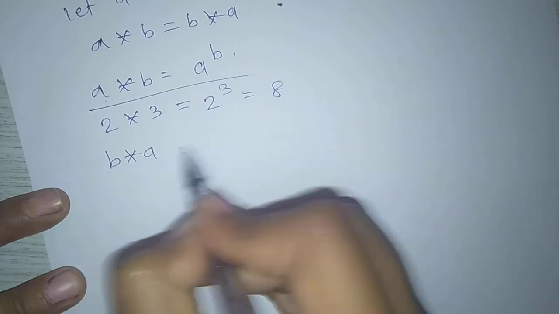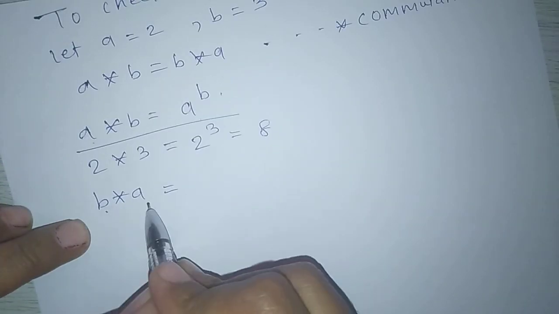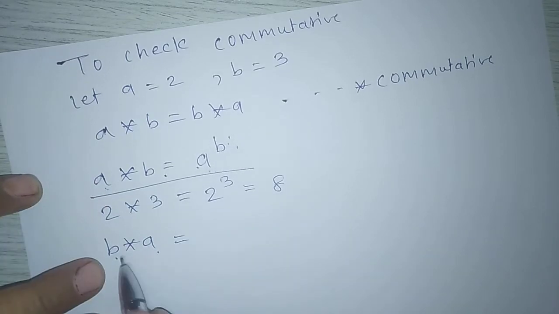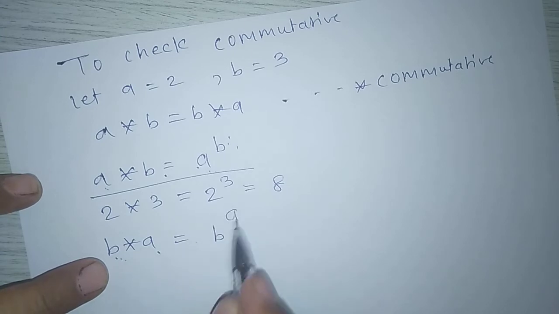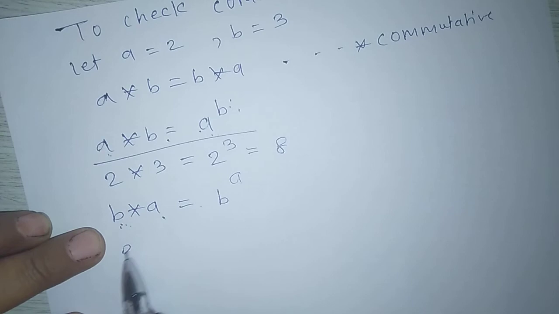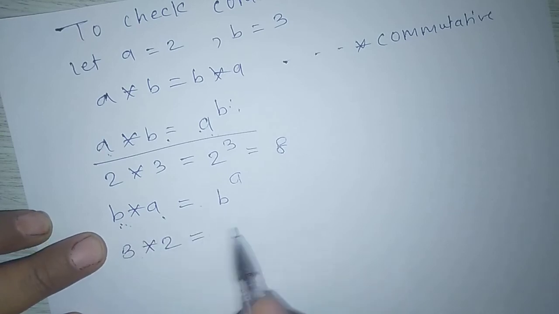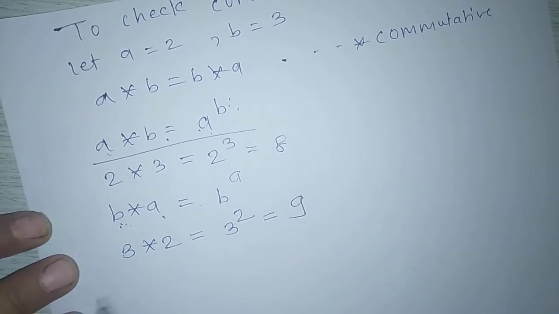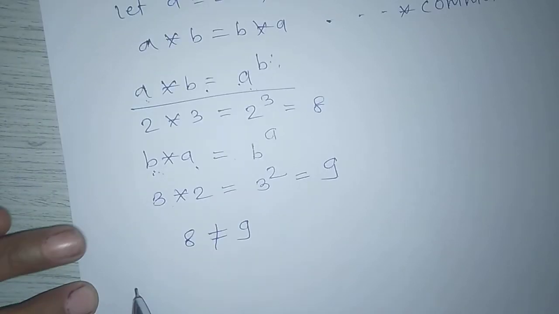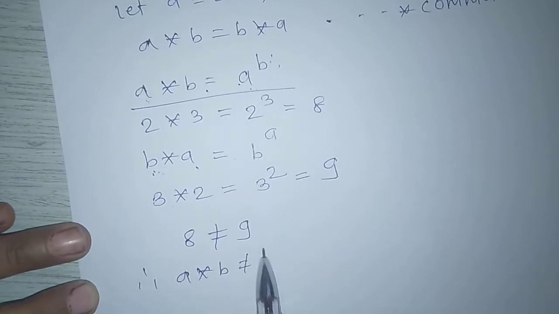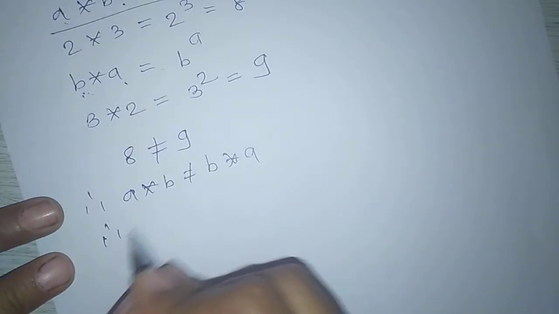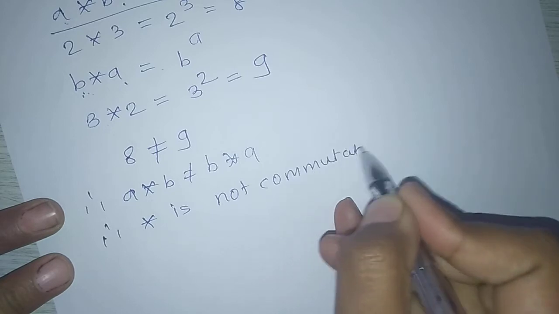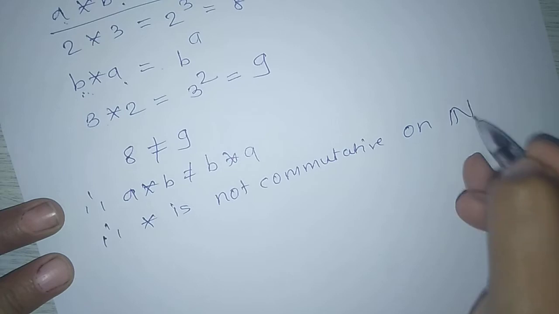Now B star A: this is the first element, this is the second element. Here A star B equal to A raised to B, first element raised to second element. Now B star A equal to first element raised to second element. Means B is 3, A is 2, 3 star 2 equal to 3 raised to 2, which is 9. 8 is not equal to 9. Therefore, A star B is not equal to B star A. Therefore, star is not commutative on the natural number set.